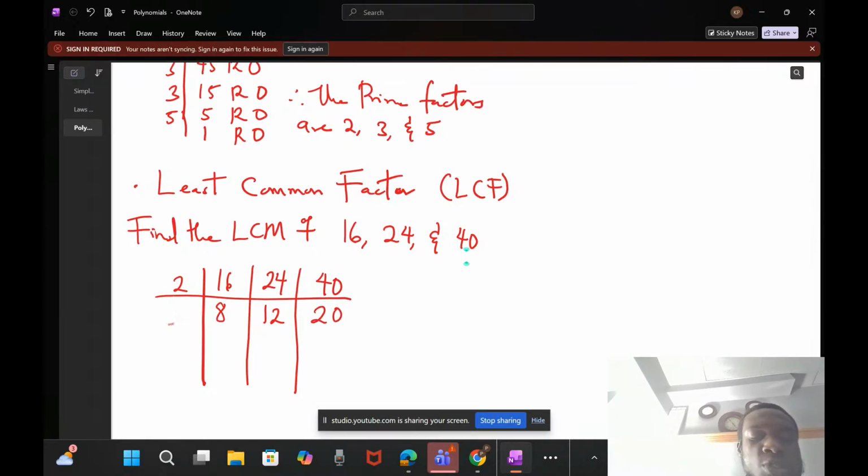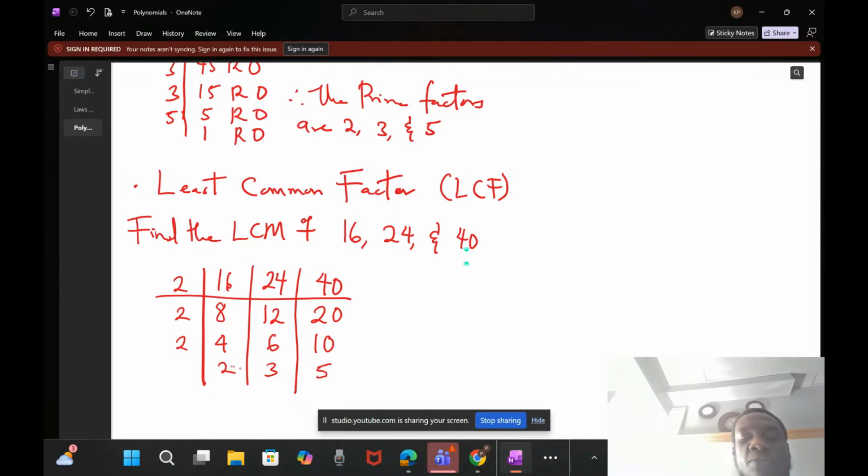Now let's divide by 2 again. 8 divided by 2 will give us 4. 12 divided by 2 will give us 6. 20 divided by 2 will give us 10. So now let's divide by 2 again. 4 divided by 2 will give us 2. 6 divided by 2 will give us 3. 10 divided by 2 will give us 5.